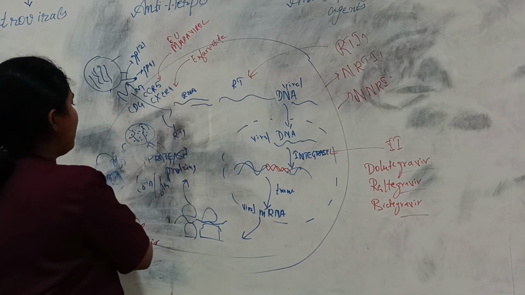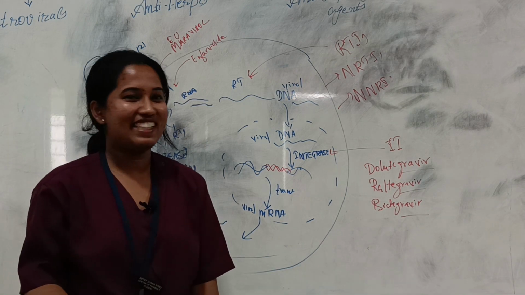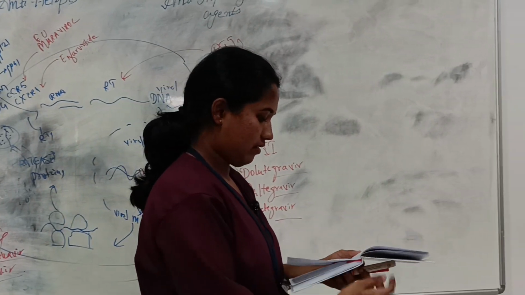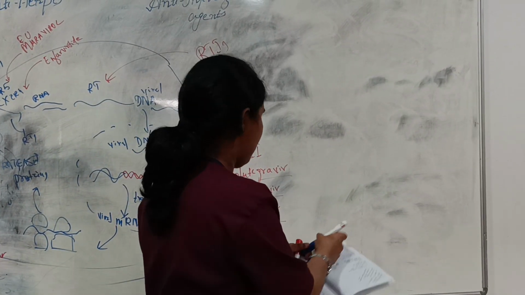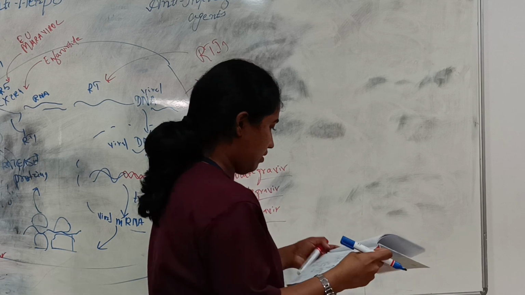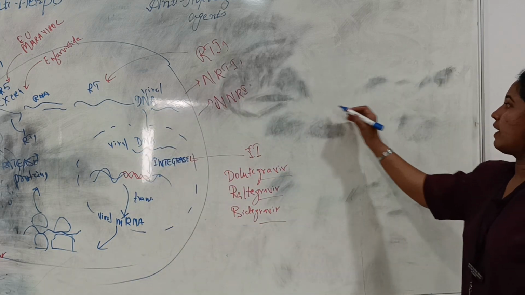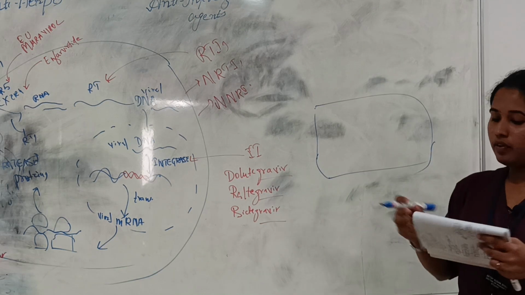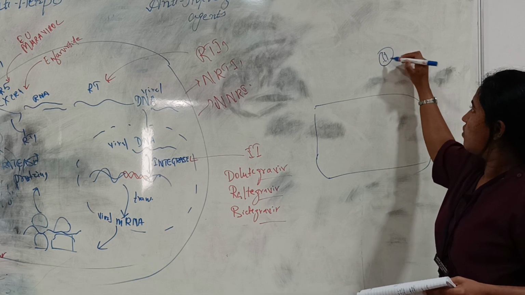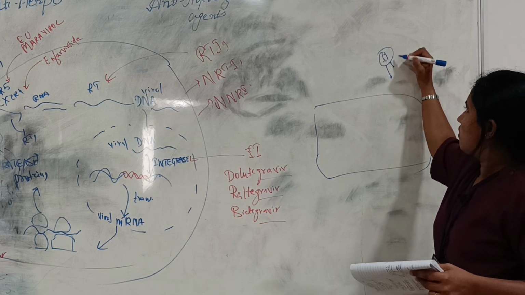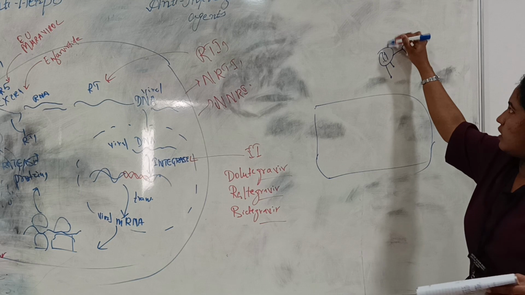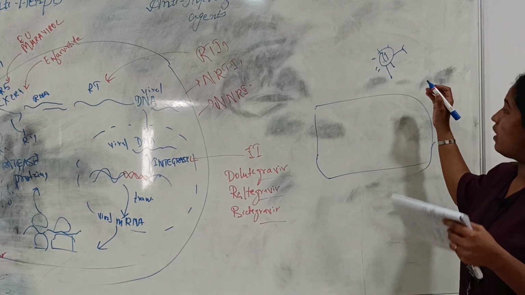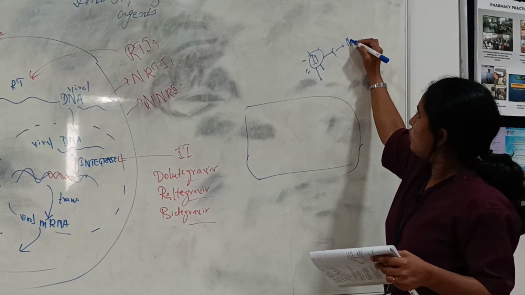Now I'll go with anti-influenza virus. We have a cell membrane. This is a human cell membrane, and we have a virus. This is the influenza virus. Just imagine all this. This influenza virus has three main parts. The first part is called neuraminidase.